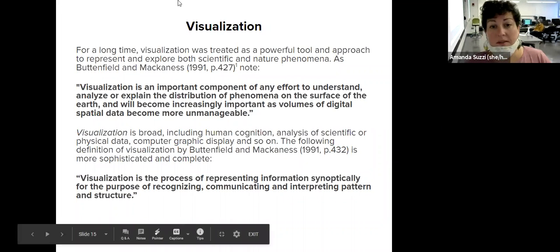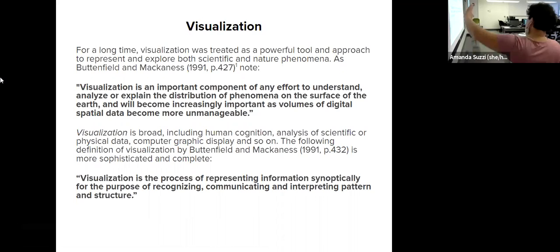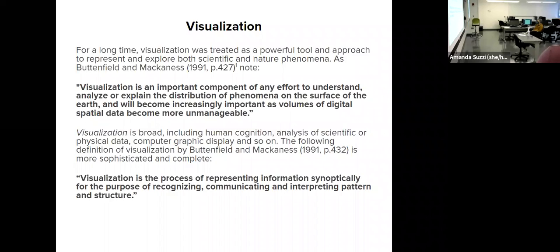So visualization. This is a lot of words. The most important thing is this last one. It's the process of representing information so that you can recognize it, communicate it, and interpret the pattern and structure. It started off just being whatever people thought looked best. And then people started scientifically looking into how many colors the eye can actually see and distinguish.